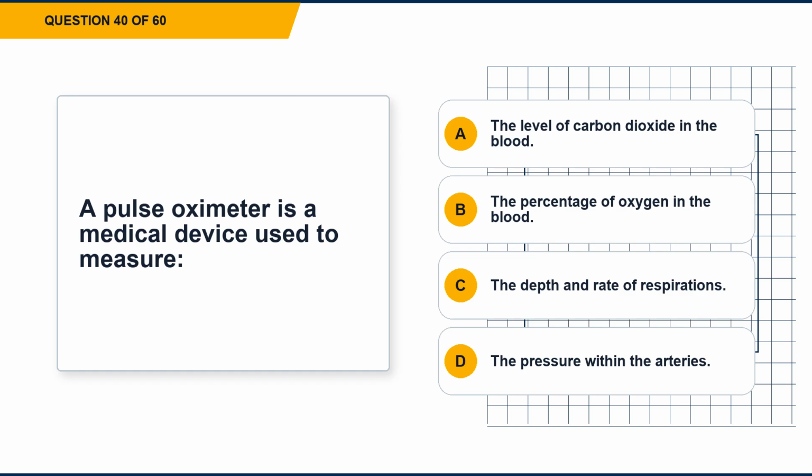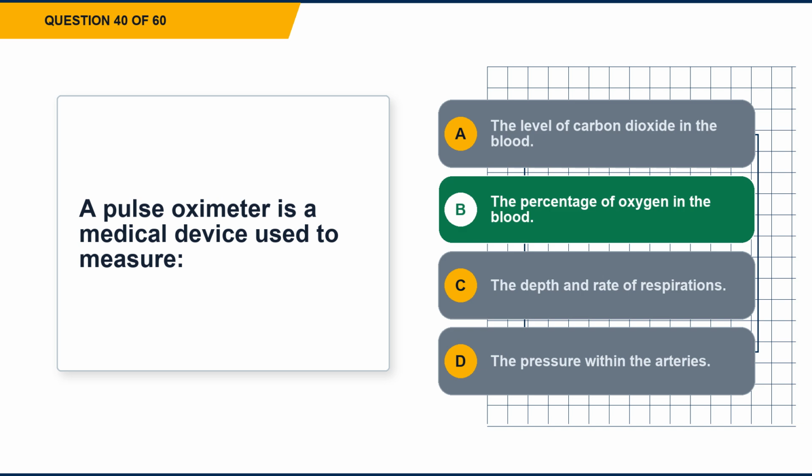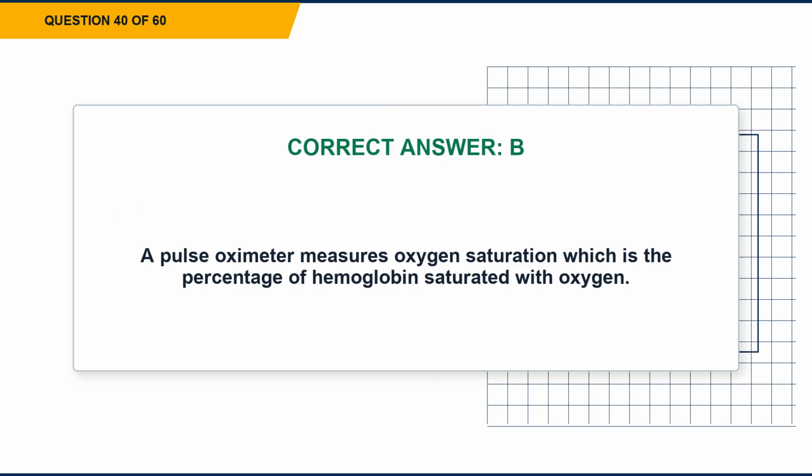Question 40. A pulse oximeter is a medical device used to measure. Option A, the level of carbon dioxide in the blood. Option B, the percentage of oxygen in the blood. Option C, the depth and rate of respirations. Option D, the pressure within the arteries. The correct answer is option B, the percentage of oxygen in the blood. Explanation. A pulse oximeter measures oxygen saturation, which is the percentage of hemoglobin saturated with oxygen. Question 41.